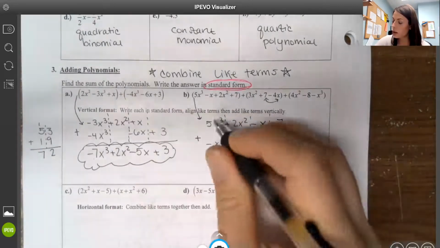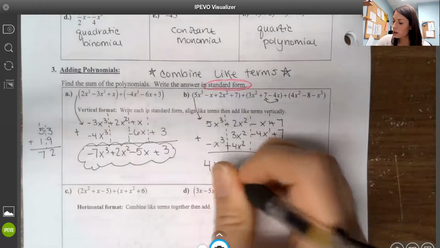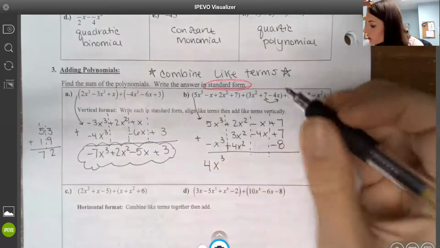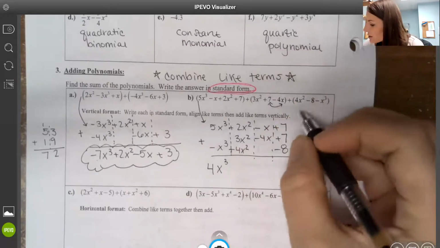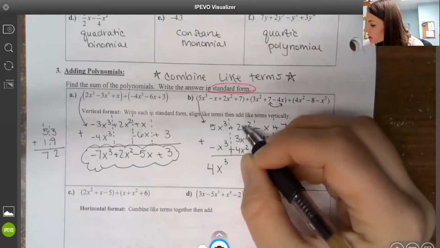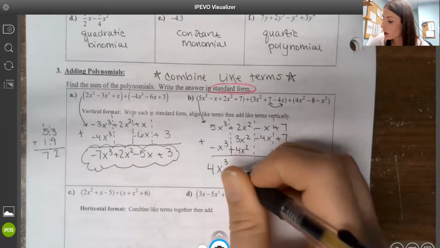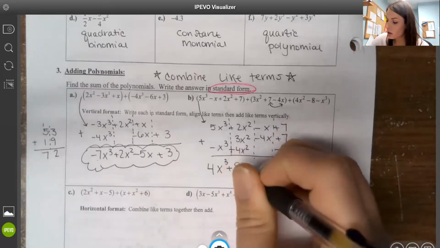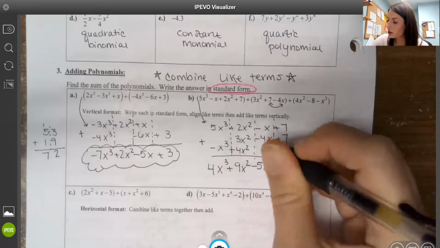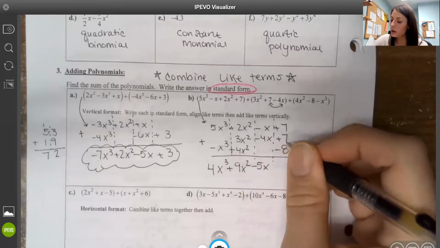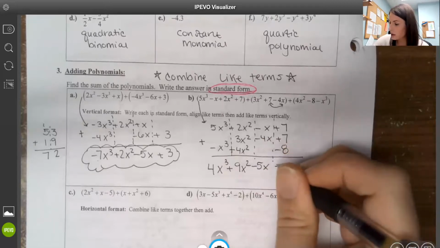This is addition, giving me 4x cubed. Then I have, let's see, I can't tell if they're positive or negative the way I drew it in. So positive 4x, positive 3, positive 2. Okay, so all together I have 9x squared, negative 5x, negative 1 and negative 4. 7 and 7 giving me 14, take away 8, giving me 6.